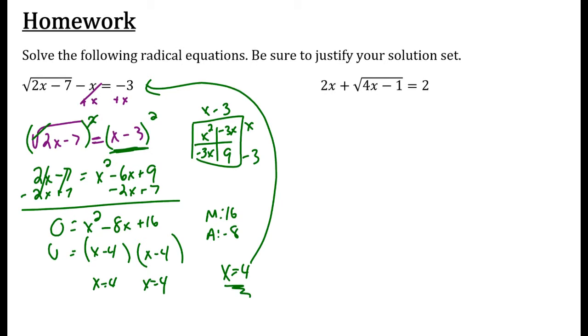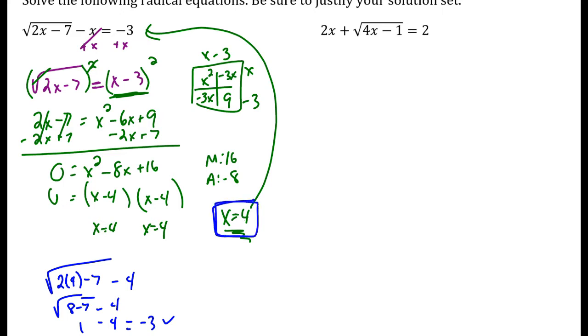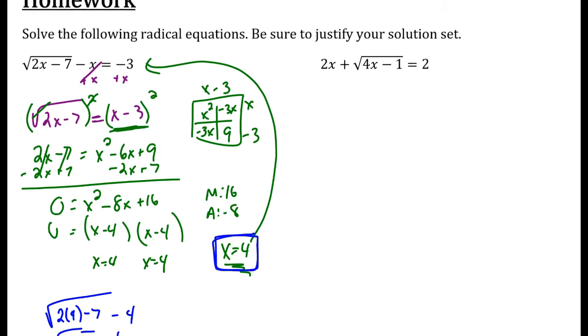So we have to plug in x equals 4, because I had that repeated factor there. So the square root of 2 times 4 minus 7. So that's the square root of 8 minus 7. Square root of 1 is 1. So I have 1 minus 4. 1 minus 4 equals negative 3. It does check out. So x equals 4 is a solution to that equation there.